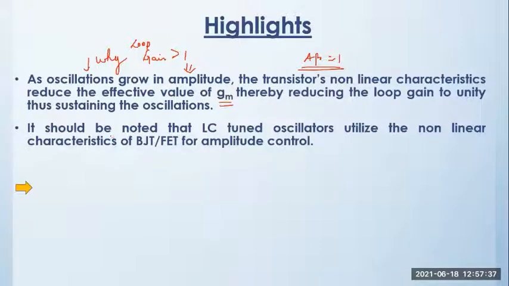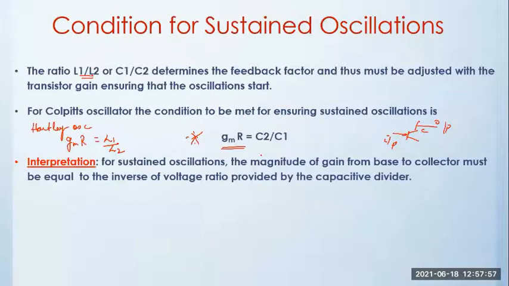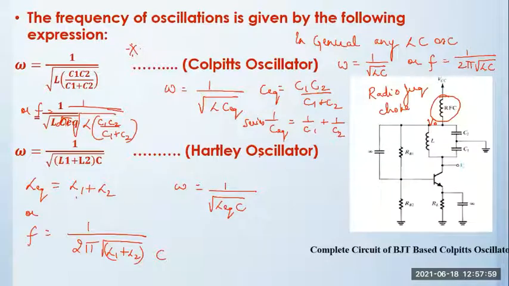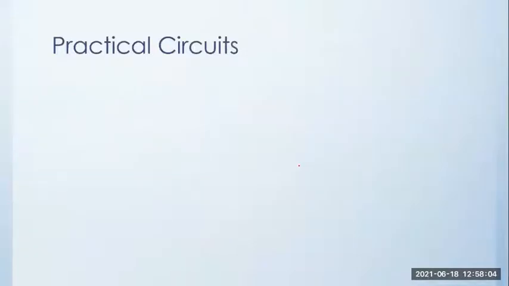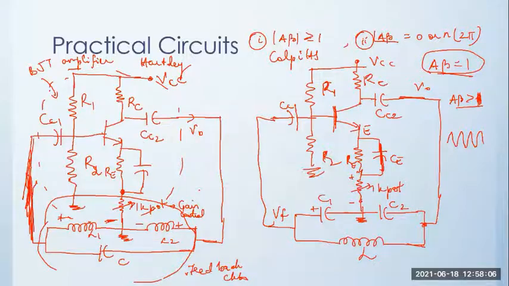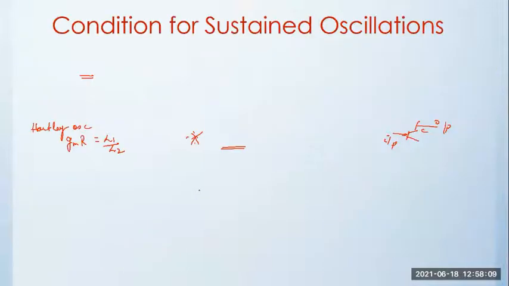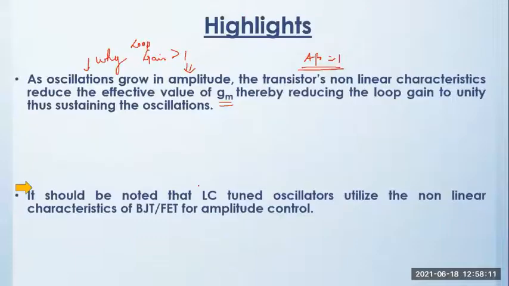Okay. And it should be noted that LC tuned oscillators will use nonlinear characteristics of BJT or FET for amplitude control. So either you can work with nonlinearity of the device, or it is better if I use an emitter resistance like how I showed you in the diagram. So that's what we do in the lab. We use an emitter resistance so that we are able to control the gain. We'll induce some negative feedback, and from that you are able to control the gain.